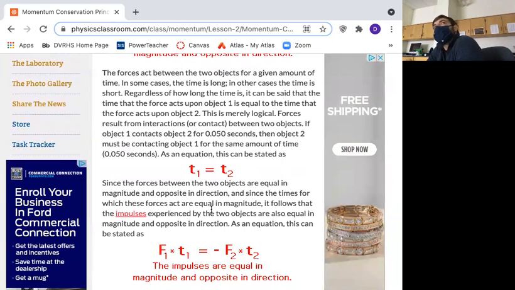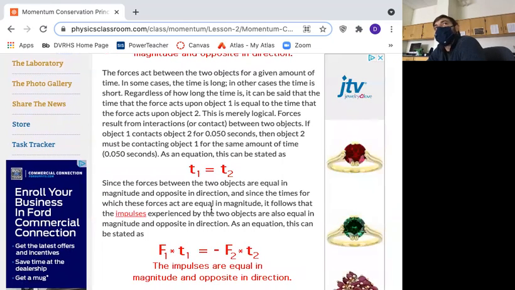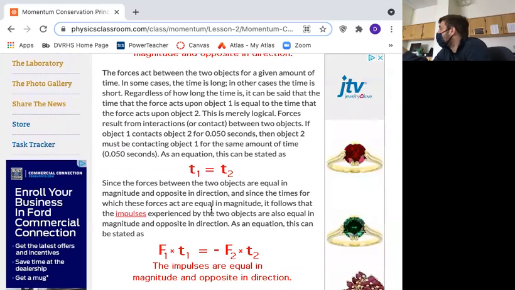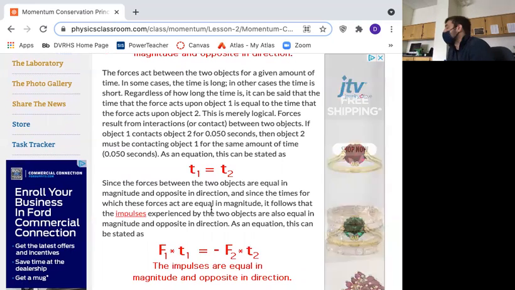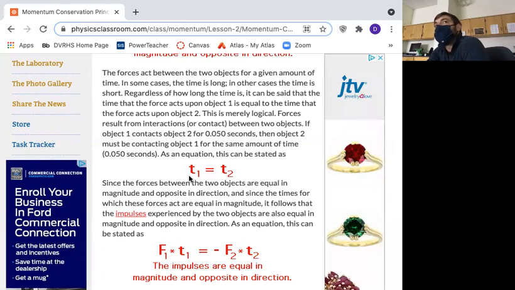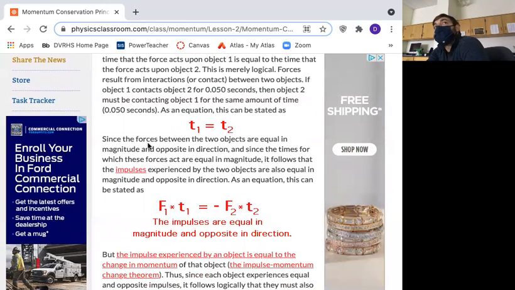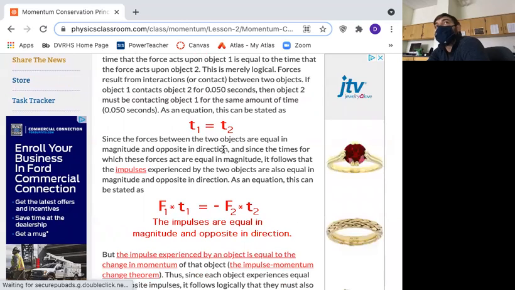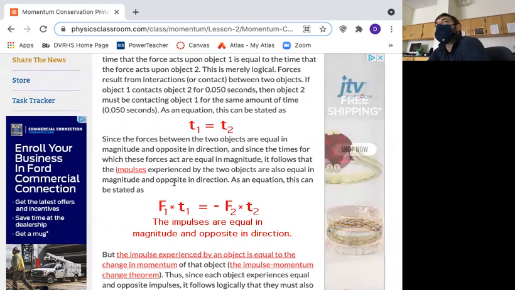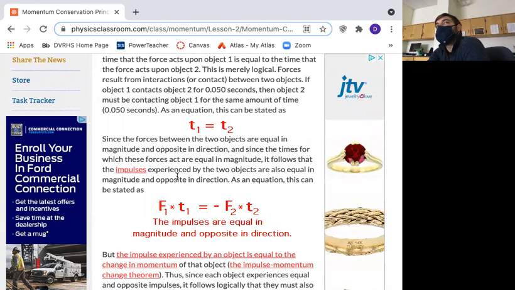The forces act between the two objects for a given amount of time. The time that the forces act on each object is always going to be equal. You're never going to be able to have object 1 acting on object 2 for a longer time than object 2 acts on object 1. So t1 equals t2. Since the forces between the two objects are equal in magnitude and opposite in direction, and since times for which these forces act are equal, it follows that the impulses experienced by the two objects are also equal and opposite.